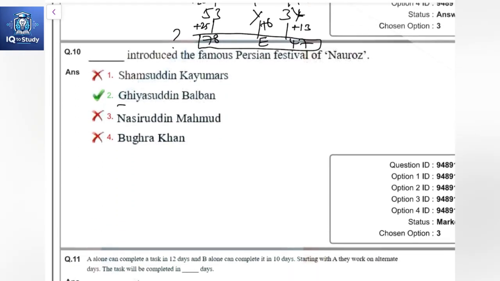Ghiyasuddin Balban introduced the famous Persian festival Nowruz. It is celebrated to mark the beginning of the Iranian calendar. The tradition began 3000 years ago and is observed by the Parsi community around the world. So it was introduced by Ghiyasuddin Balban.